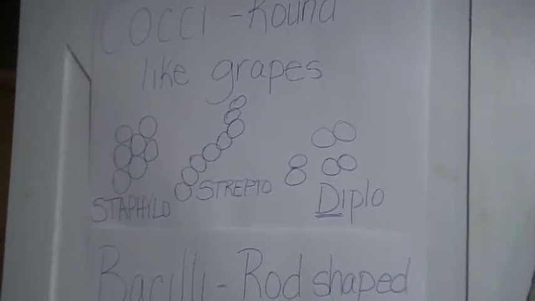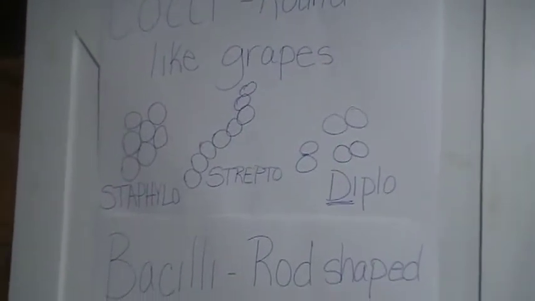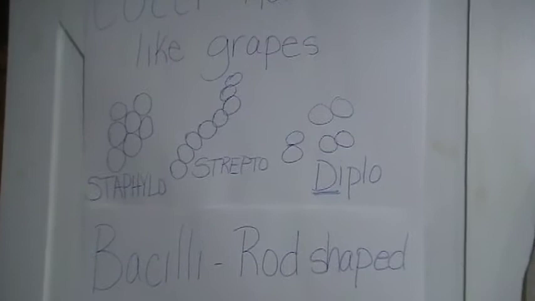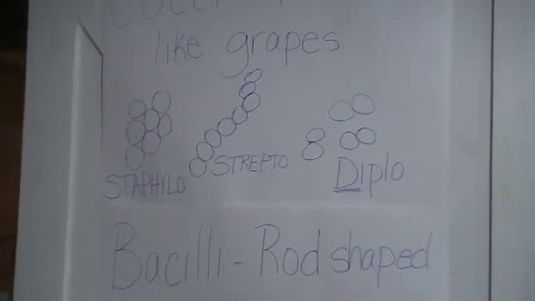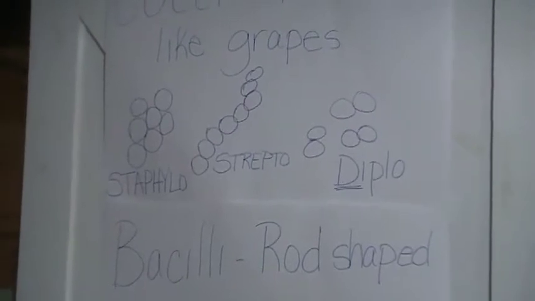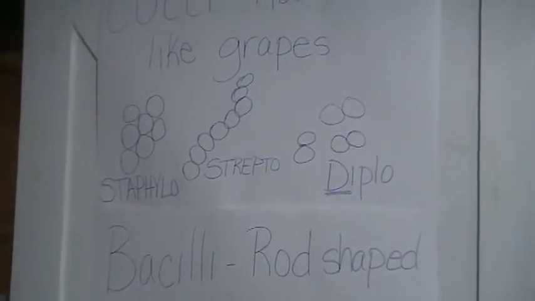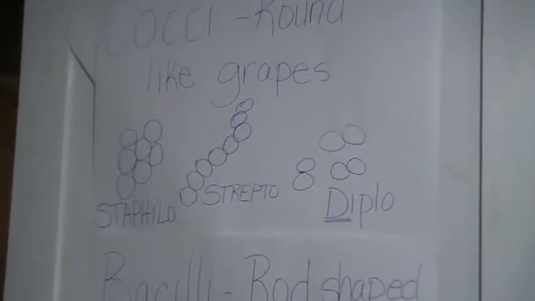Okay, Staphylococci, obviously I didn't write the cocci on at the bottom there, I didn't have room. But Staphylococci grow in clusters like grapes. They are pus forming, they are what causes your abscesses, pustules, and boils.